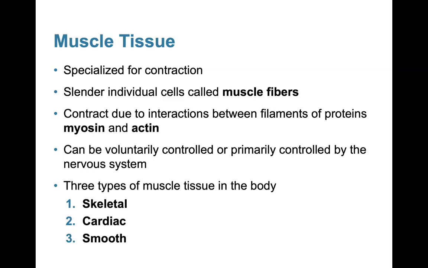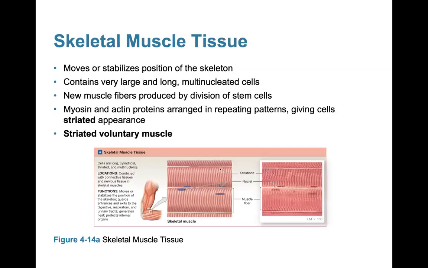Muscle tissue can be voluntary or involuntary. What that means is if it's voluntary, you have conscious control over moving that muscle. If it's involuntary, you do not have any conscious control over moving it. Actually, the part of the nervous system referred to as the autonomic nervous system will regulate that particular type of tissue. There are three types of muscle tissue: skeletal, cardiac, and smooth. Skeletal is the only voluntary. Cardiac and smooth are involuntary.